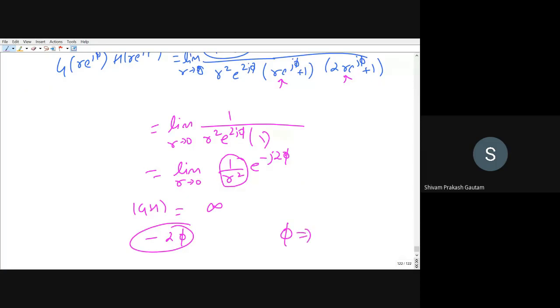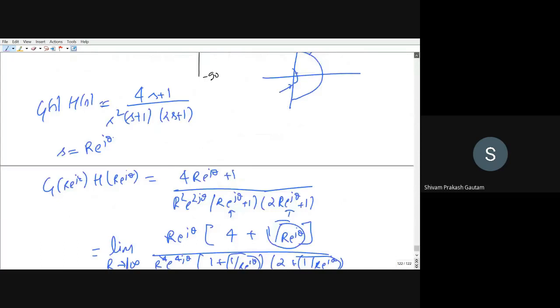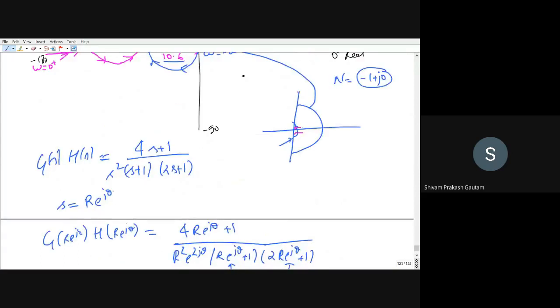Earlier, the original orientation in the S plane, if you talk about the S plane, see the orientation. This is going from phi having the orientation from minus pi by 2 to plus pi by 2.